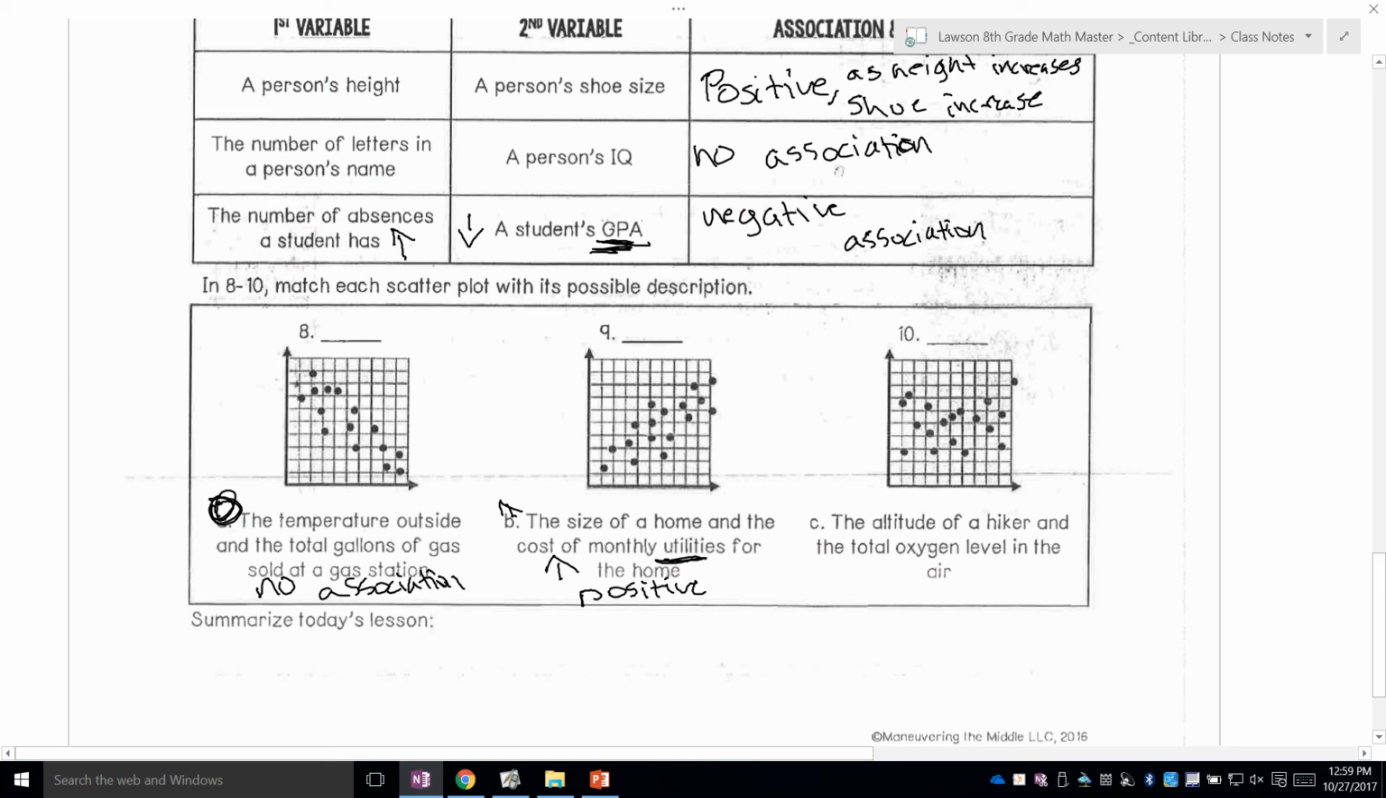And then C, it says the altitude of a hiker and the total oxygen level in the air. Okay, and I don't know how many of you actually go hiking, but whenever you go hiking and you go up high in the mountains, the air gets really thin and it gets really hard to breathe. So the higher you get, so I'm going to come over here to altitude. I'm going to put a little up arrow because the higher you get, your total oxygen level is going to go down and it's going to be harder for you to breathe. And since these are opposite of each other, that's going to be a negative association.